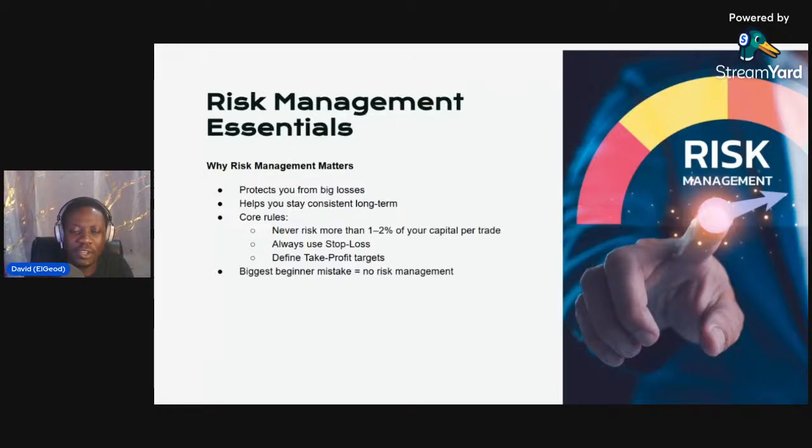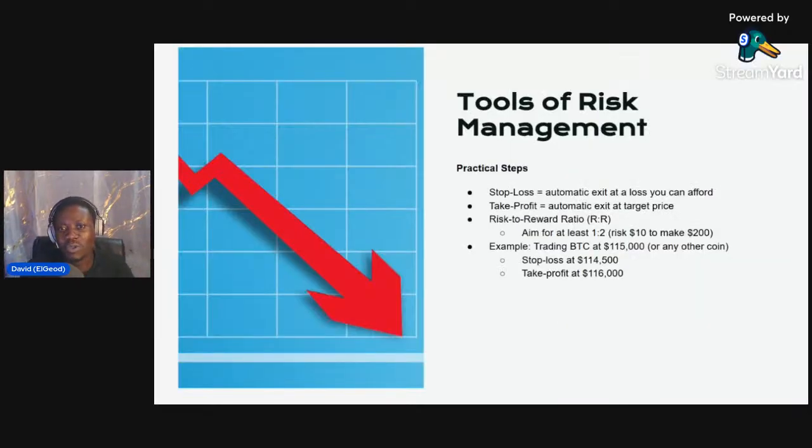If a professional is telling you that I don't use stop losses, I just don't trade without stop losses, run from them, even if you want to give them your fund to help you manage. Very important. Now, on to the next. These are the tools to help you manage your risk, your stop losses.